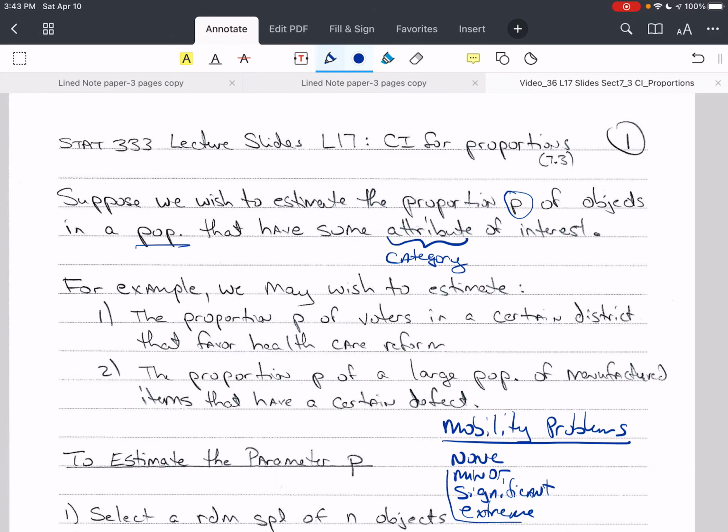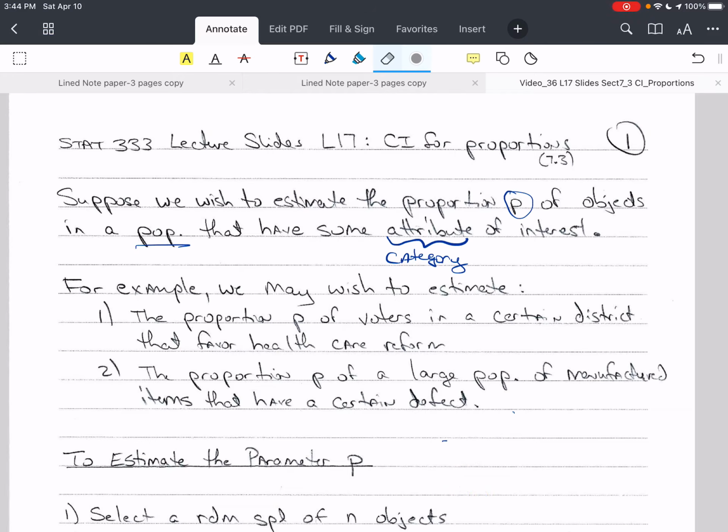What we may do is say that we're interested in those that have any problem with mobility versus those that don't have any. Okay? And so even if you have more than two characteristics, we can still use this method. We just have to choose one of those proportions we're interested in estimating. So we have to choose the proportion for one category that we want to investigate.